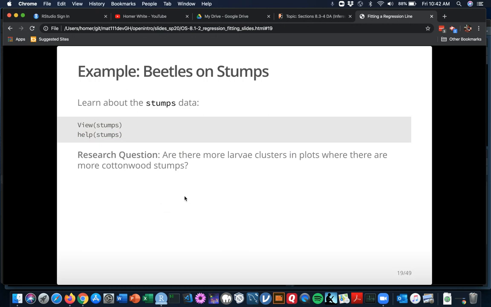And what they're wondering is, do we get evidence here from the data that there tend to be more larvae clusters in plots where there are more cottonwood stumps? And is there a way that we could predict how many larvae clusters we would find in a plot where we can count the stumps?